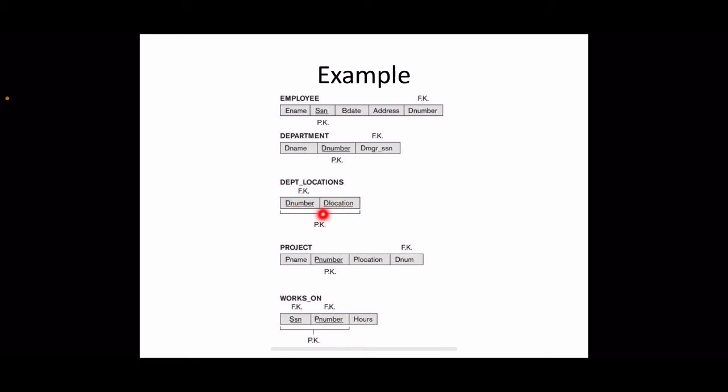Now if you think about this department locations relation, the attributes D number and D location together form the key here. Only one key is here, that is the primary key. So we can say that department number and department location both are prime attributes.